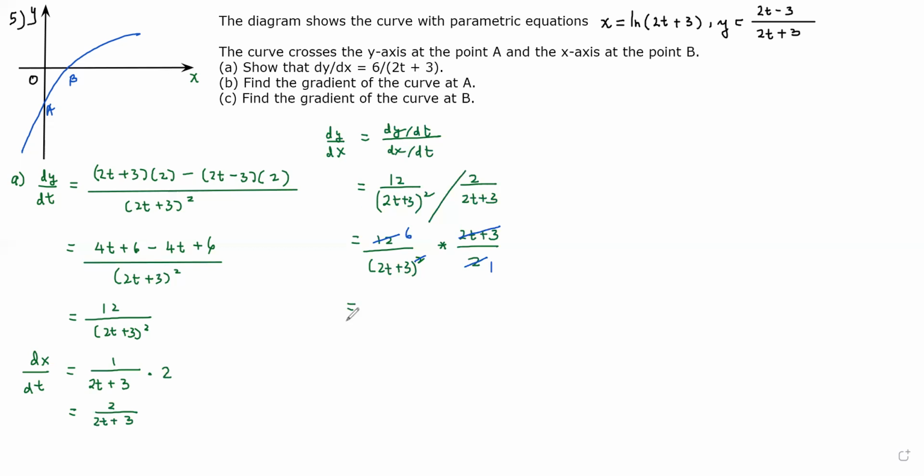So that dy/dx is 6 over 2t plus 3. That is what we need to show. Yeah, we don't need that bracket here.